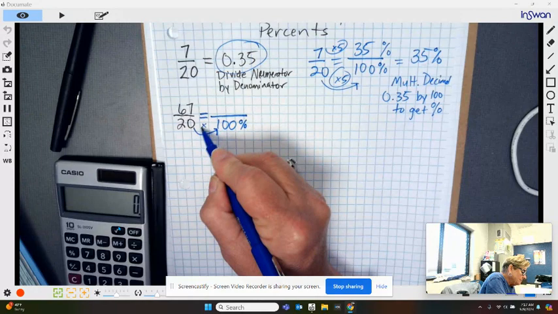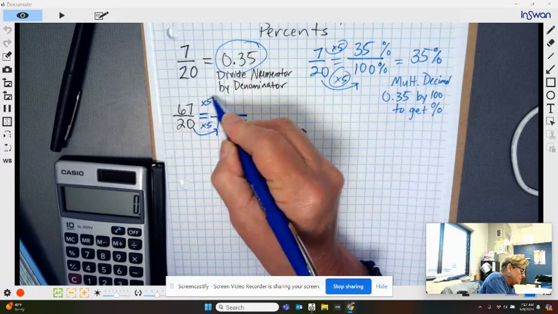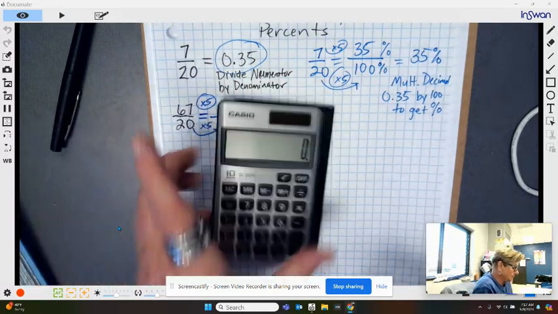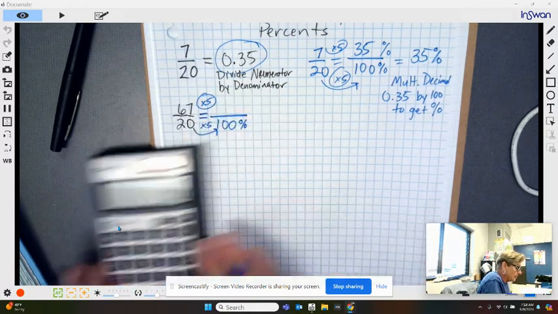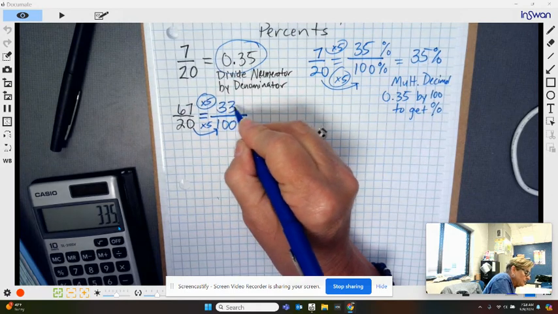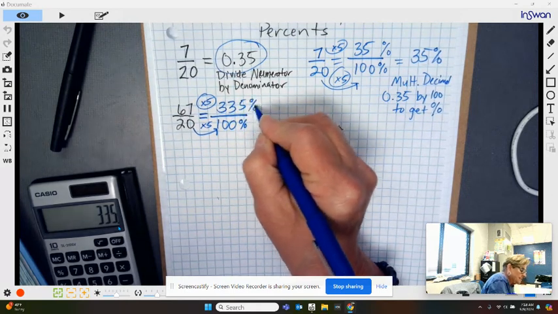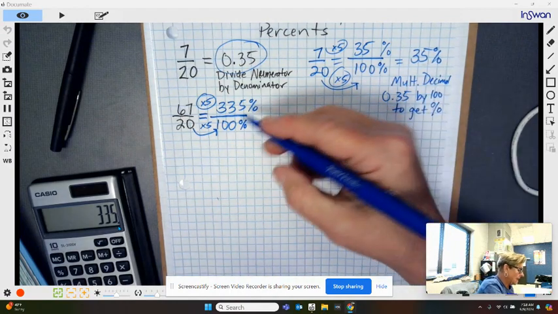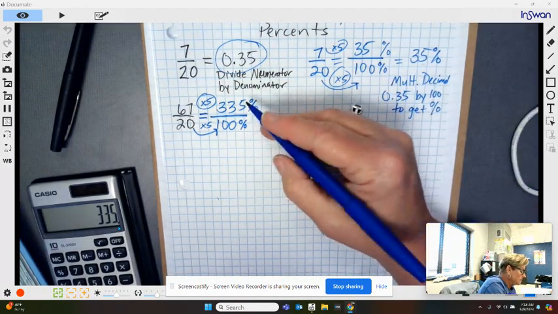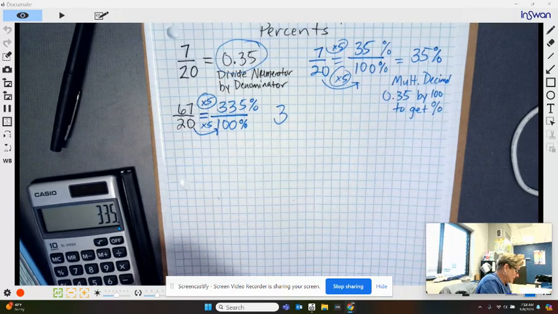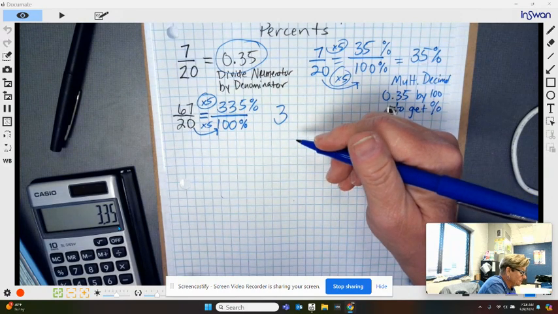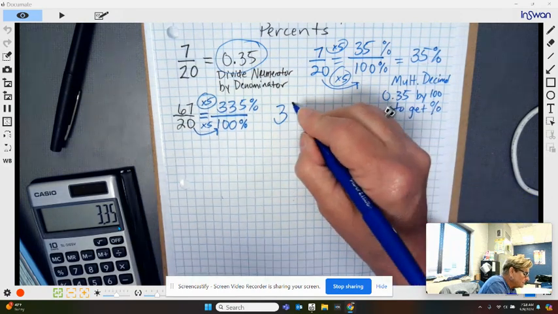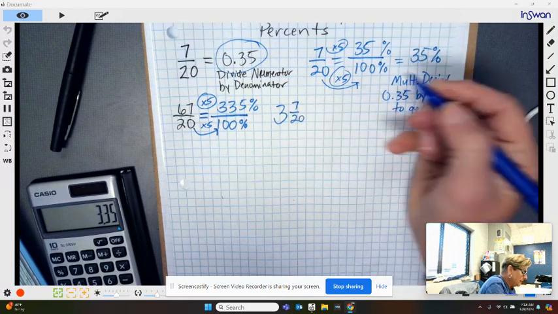Again, that's times 5. And I can do 67 times 5, and I don't know what that is in my head, but let me see what that is. 67 times 5 is 335. So that would be 335%. Now, as a mixed number, I could write that as 20 goes into 67 3 times, and 3 times 20 is 60, plus 7, so 3 and 7 over 20.